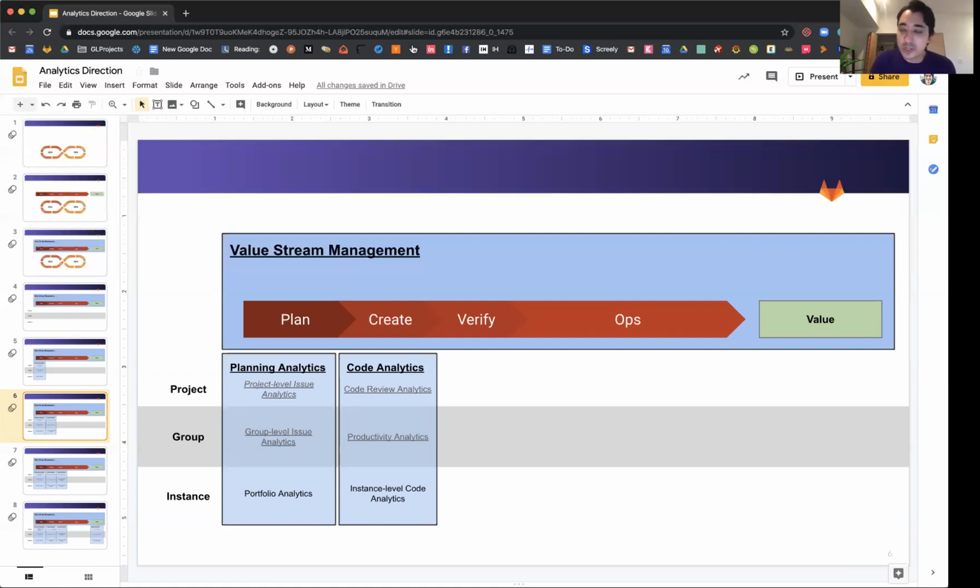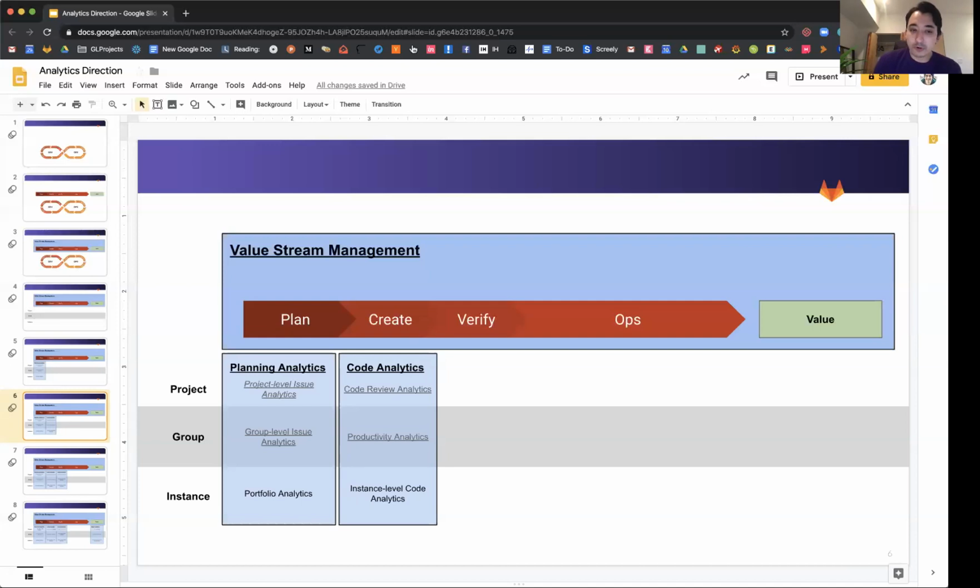Which merge requests are taking a really long time in code review? And I think that we want to continue to invest in that idea, where I could see us having code review analytics at the group level, where we can see across a multitude of projects and teams which teams are doing code review especially well, which merge requests are moving through your review pipeline very quickly.